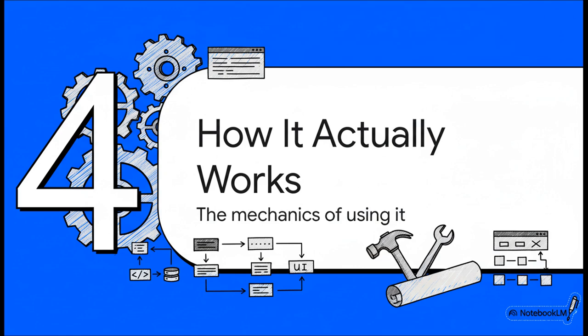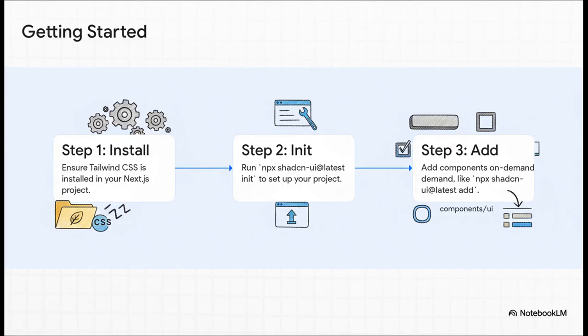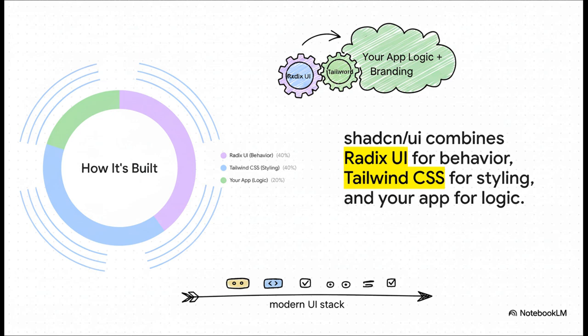Okay, that all sounds amazing in theory, right? But how does it actually work in practice? Let's break down the mechanics of getting this thing set up and actually using it in a project. The process is actually surprisingly simple. You just start with your standard Next.js project that already has Tailwind in it. Then you run this one-time init command to get your configuration all set up. After that, anytime you need a component, say a button or a dialog, you just run the add command and boom, it copies the source code for that component right into your components/ui folder. That's it. And this is what I think is so brilliant about it. This separation of concerns.